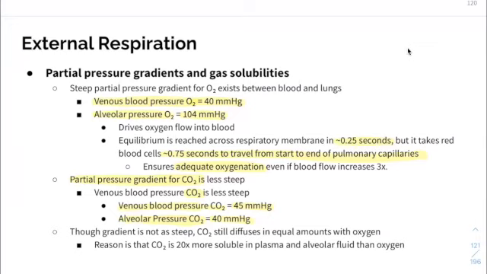Because carbon dioxide is more soluble in our blood plasma than oxygen. But it's also just as soluble in our alveolar fluid as it is in our plasma.